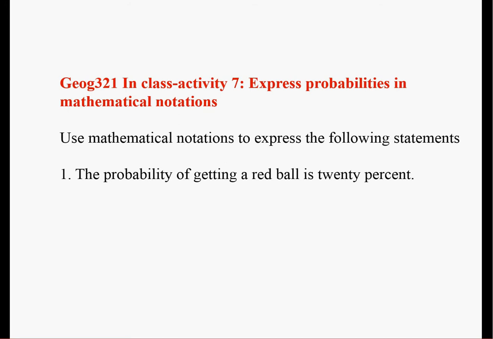First question, the probability of getting a red ball is 20%. This is a straightforward expression. We know the letter P here means probability. Getting a red ball is a statement that describes the experiment. We put this statement within a parenthesis. The probability values can be expressed as a percentage, a fractional value, or as a decimal value.